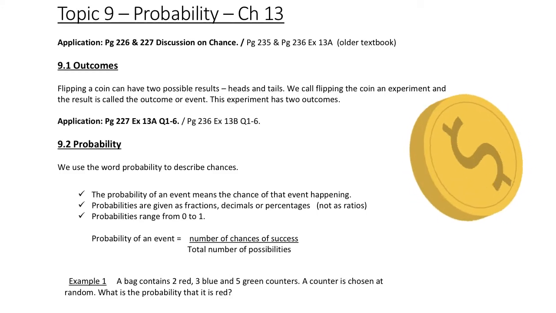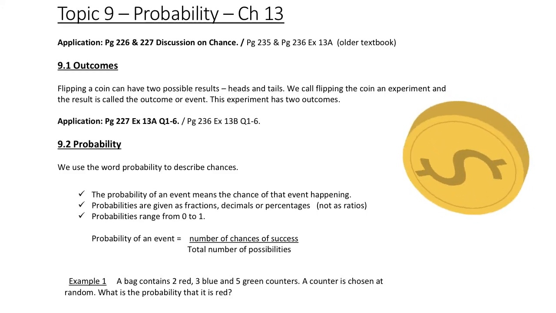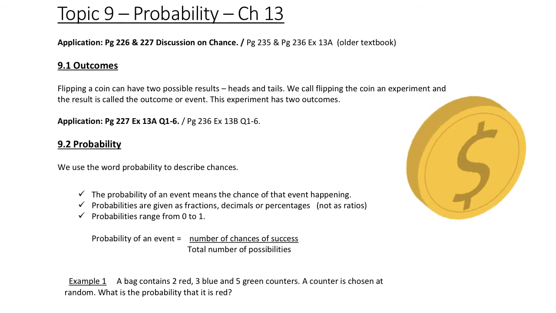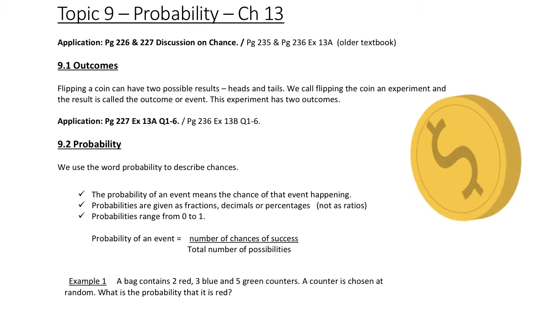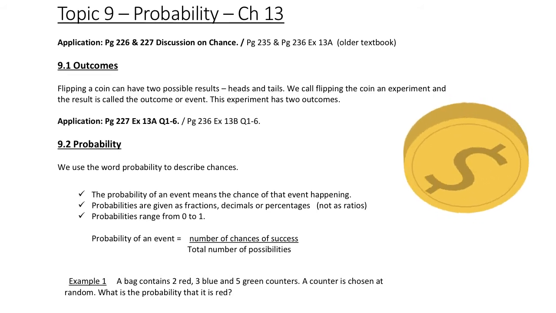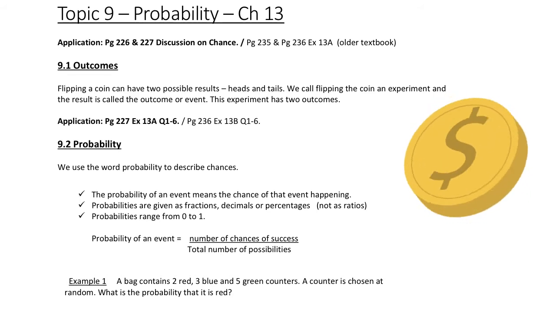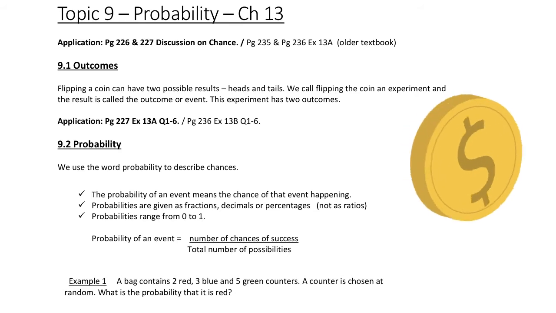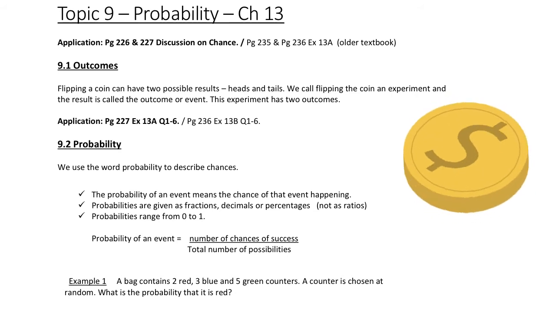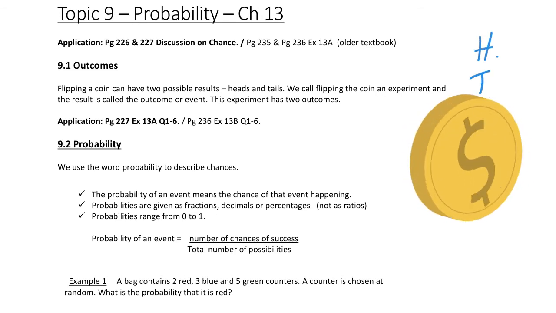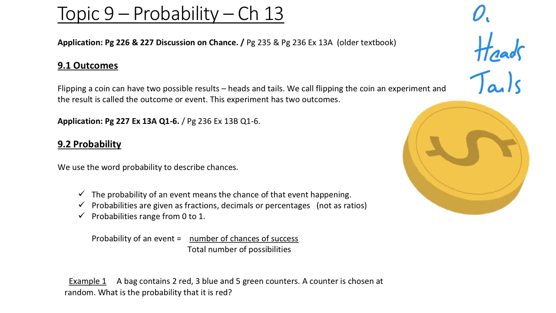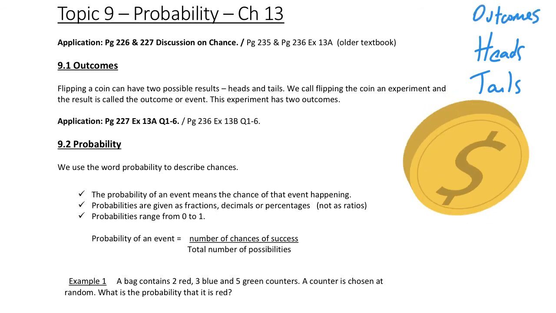Topic 9, probability. 9.1 outcomes. When flipping a coin, we can get two possible results, a head or a tail. We call flipping the coin an experiment, and the result of those experiments is called the outcome or the event. Whenever we're tossing a coin, there are two different outcomes. You can either have heads or tails. So these are the outcomes of the experiment.